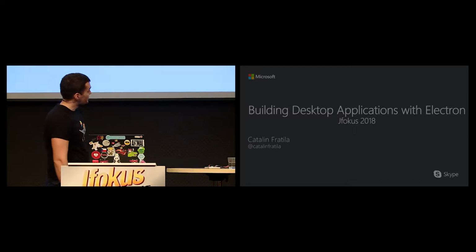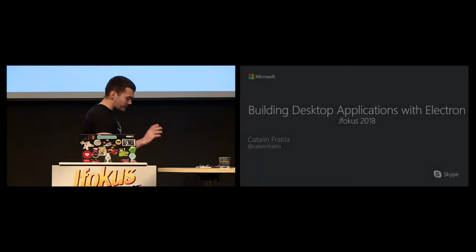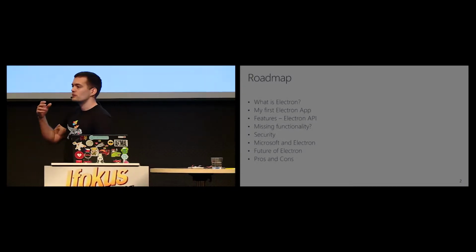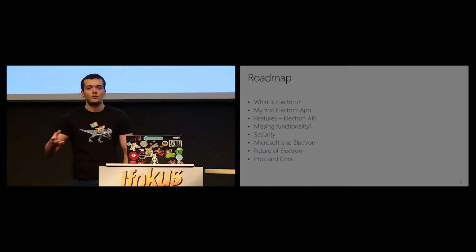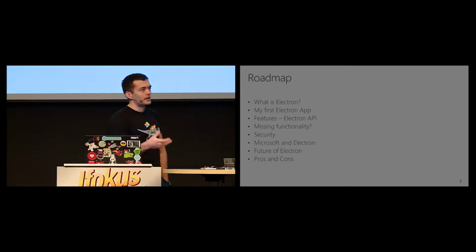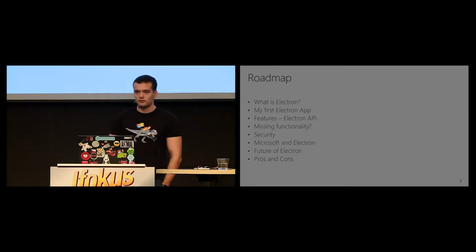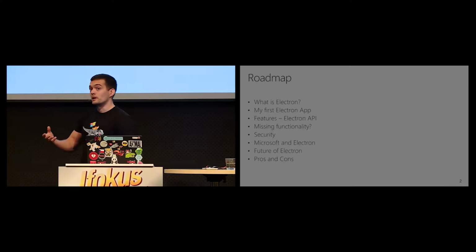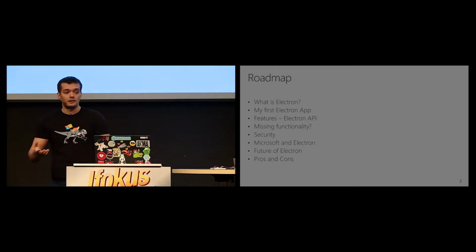Okay, so here is the roadmap. We will discuss a little bit about what Electron is in general. We will go through some small examples of an Electron app. Then we will discuss the features of Electron, the Electron API itself, what it offers to you to build your own apps, and what you can do in case you have a missing functionality.